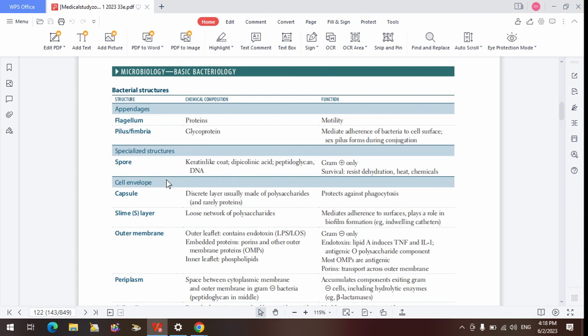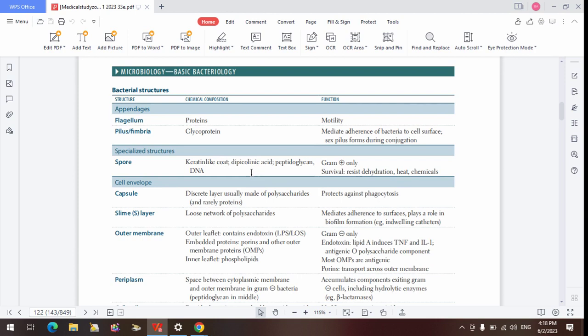Whenever the bacteria wants to be less active, wants to be dormant, they assume that spore form. For example, if it finds itself in an area that is very hot, an area that doesn't have water, the conditions are not favorable for the bacteria. They tend to form spores. Spores contain keratin-like coats, which are made up of dipicolinic acid. So this dipicolinic acid makes it resistant to heat.